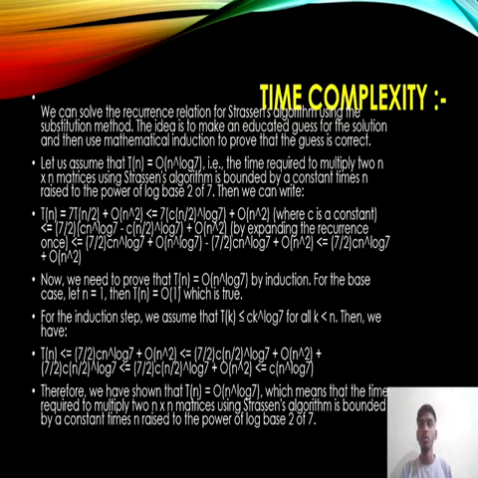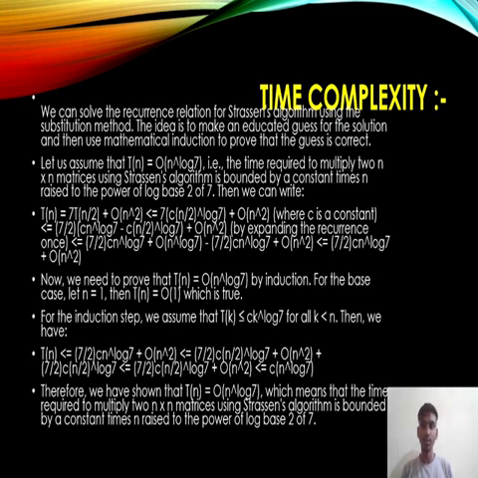Time complexity. We can solve the recurrence relation for Strassen's algorithm using the substitution method. The idea is to make an educated guess for the solution and then use mathematical induction to prove the guess is correct. Let us assume that T(n) is equal to O(n^log 7), that is, the time required to multiply two n x n matrices using Strassen's algorithm is bounded by a constant times n raised to the power of log base 2 of 7. Then we can write the equation T(n) is equal to 7T(n/2) plus O(n^2).